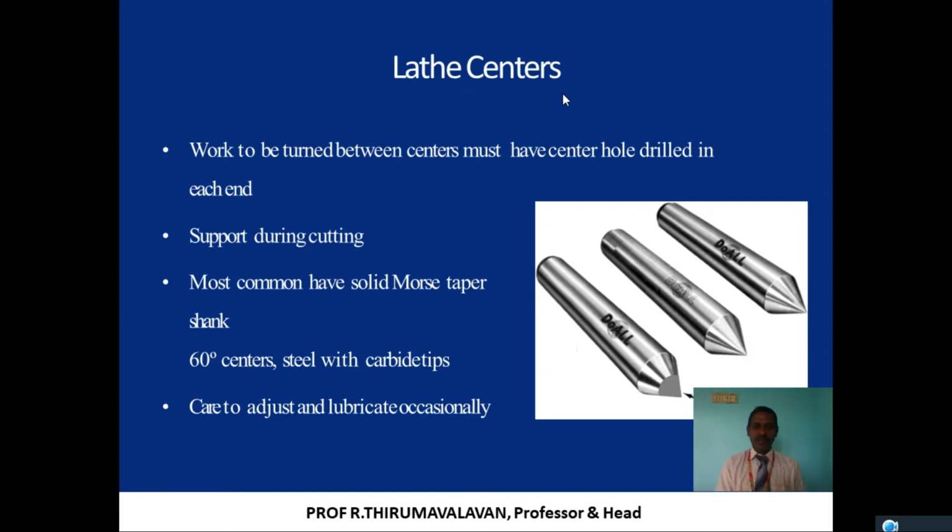Most commonly the center has a solid Morse taper. Morse taper means a uniform taper, which acts as a self-lock. The taper angle is 60 degrees, and the tip has to be very hard, otherwise the center may get damaged. Because of that, the tips are made of carbide. For free rotation, it has to be lubricated occasionally, whenever we need. That is the lathe center.